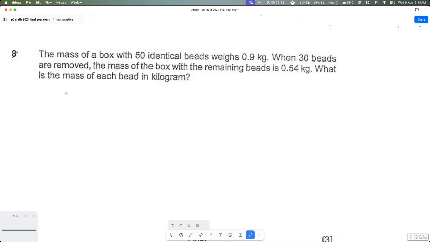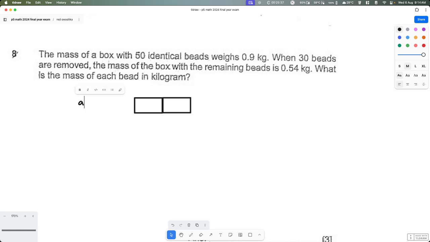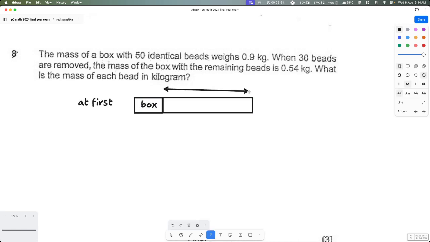So if I were to draw out a model for you, we have 50 beads and one box. At first, I just write the box over here, and then we have 50 identical beads. This is 50 beads, and this whole thing is 0.9 kg.